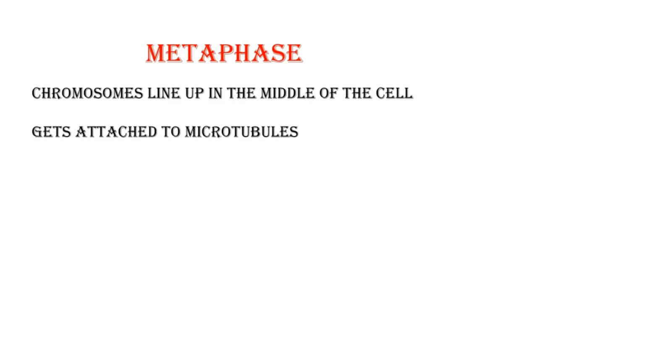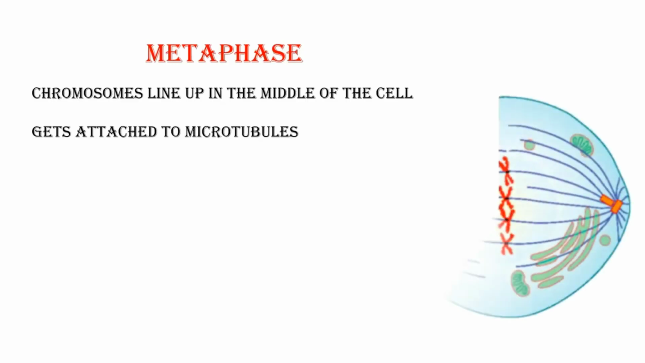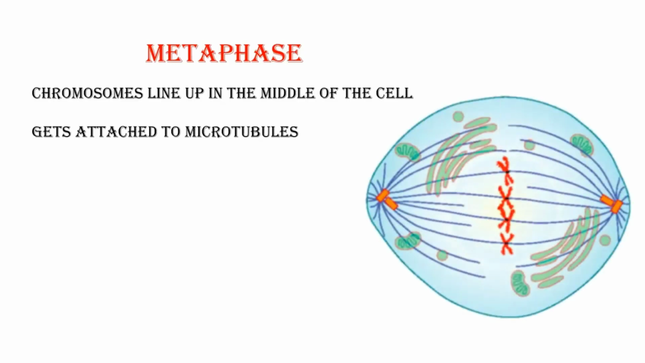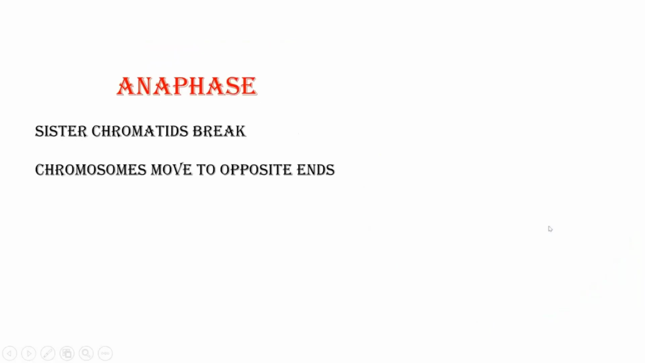So in the prophase, we learned that we have microspindles at both ends of the cell. So it gets attached to those microtubules. Can you see in this picture? See the chromosomes, they get arranged in the equatorial plane, that is the middle of the cell, and the centromere will be attached to the microtubules at both ends of the cell. So this stage we call metaphase.